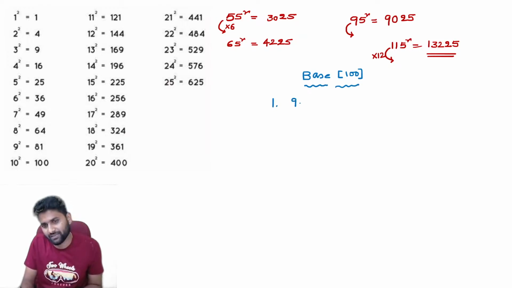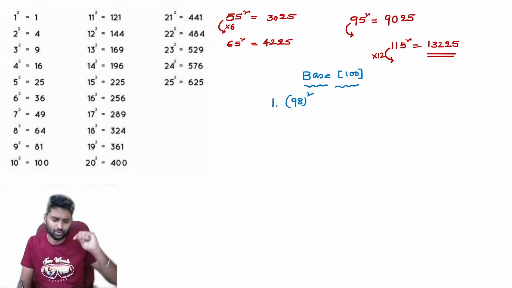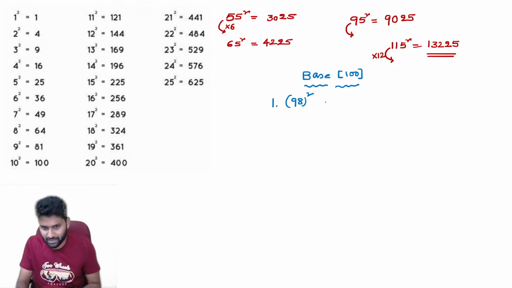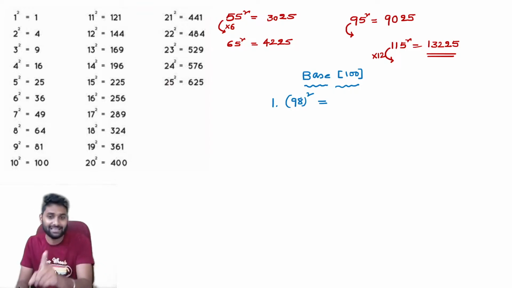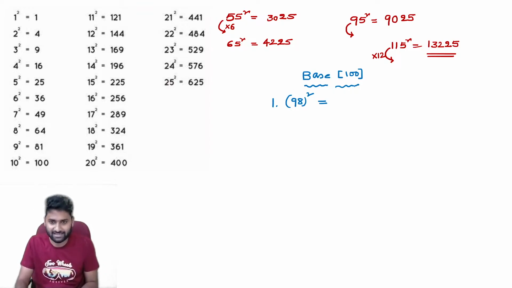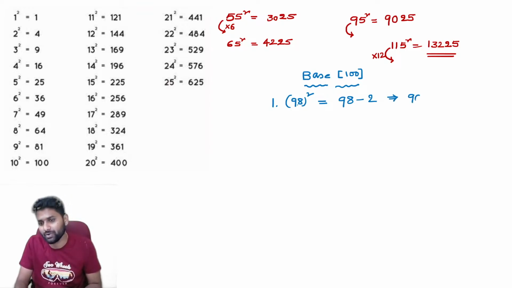Now, what is the square of 98? 98 square is equal to how much? You can go through the previous method, but otherwise I will teach you another method. Guys, observe carefully. 98 is less than 100 by 2 units. Those 2 units you have to subtract from 98. Step number 1: 98 minus 2 is equal to 96.